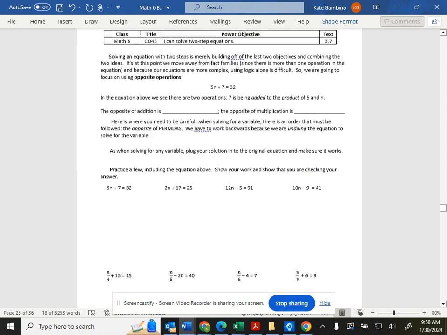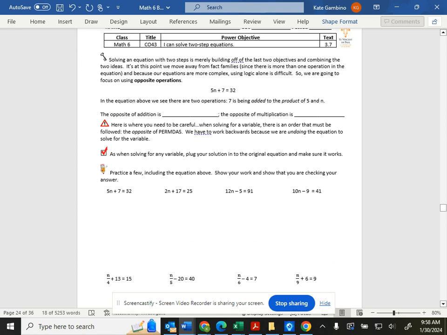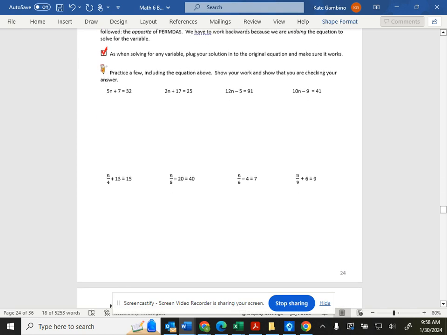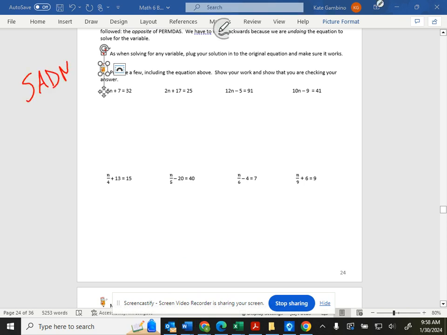And then we have the one that we corrected today. Two-step equations. Remember, two-step equations, we do SAD MAD: subtracting and adding first, then dividing and multiplying, then exponents and radicals, then parentheses. So opposite operations with those two steps.